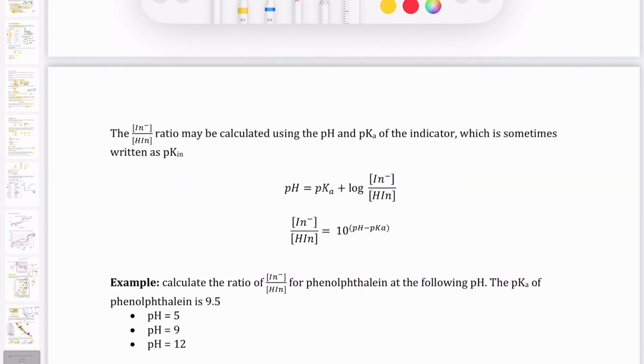So the ratio itself could be calculated using the same exact equation that you've seen before, which is the Henderson-Hasselbalch equation for buffer. But now we're going to apply it to that indicator pH and ratio calculation.